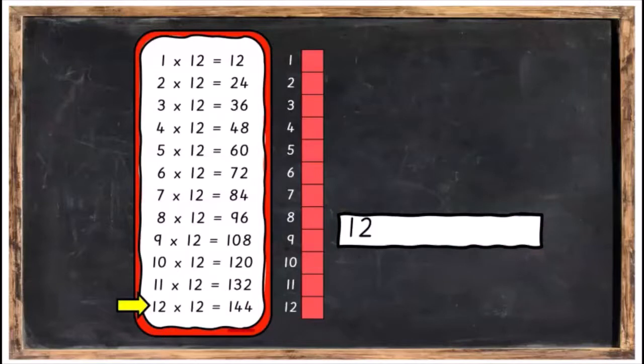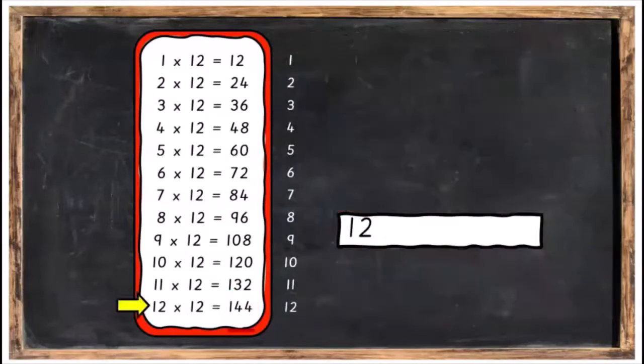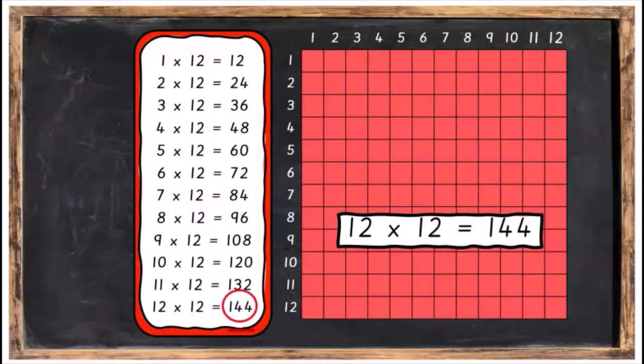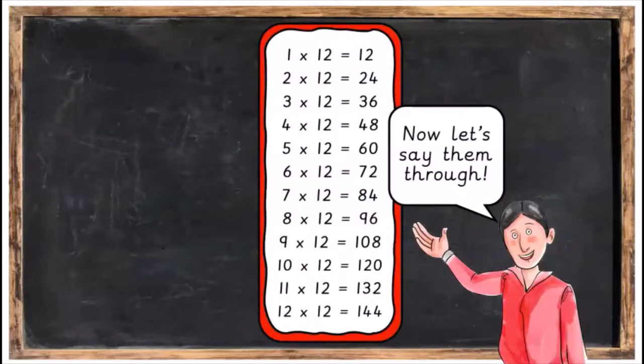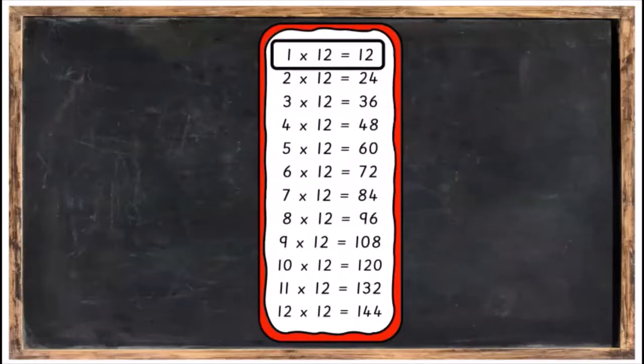And finally, 12, multiplied 12 times is 144, or we could say 12 12s are 144. Great work! Now let's say them through. You can repeat after me to help you to learn them. This is how we say them.